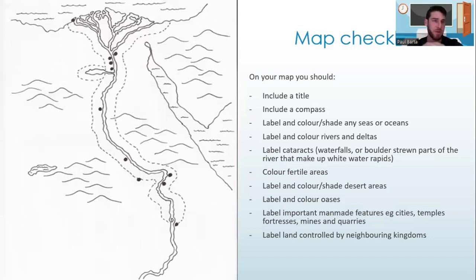We want to color in fertile areas on our map. We want to label and shade desert areas, label and color oases. We want to identify those man-made features, and we want to identify land that's controlled by neighboring kingdoms. So our map might not be controlled entirely by the ancient Egyptian kingdom. There might be some areas of the map that are controlled by other kingdoms, so we want to make sure we identify those areas on our map.